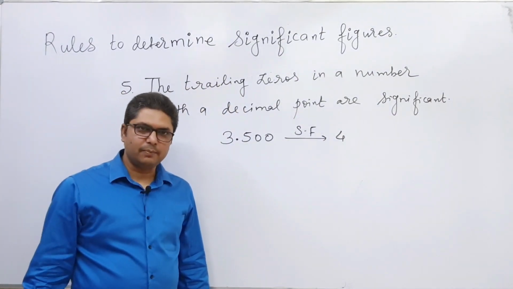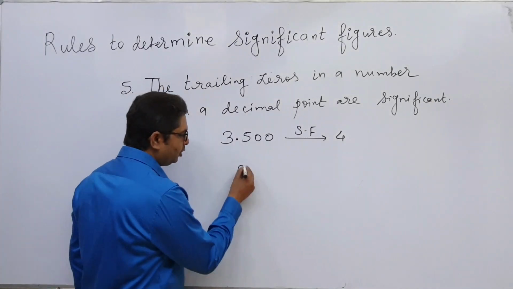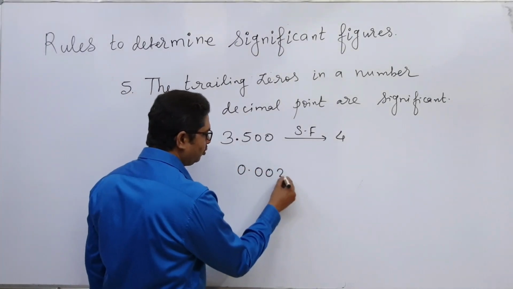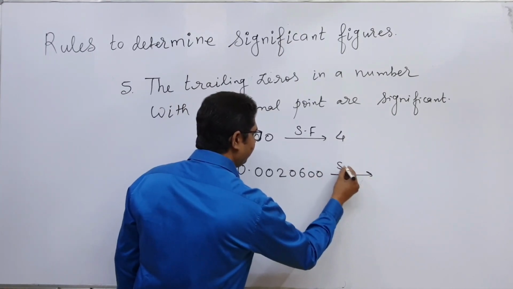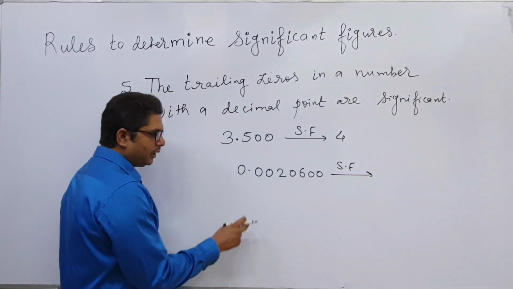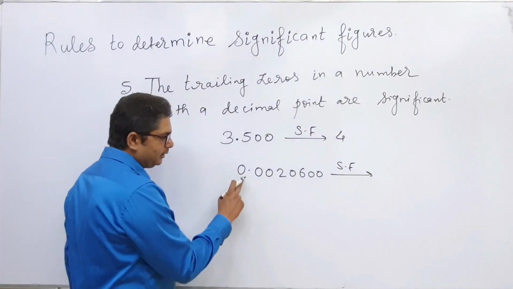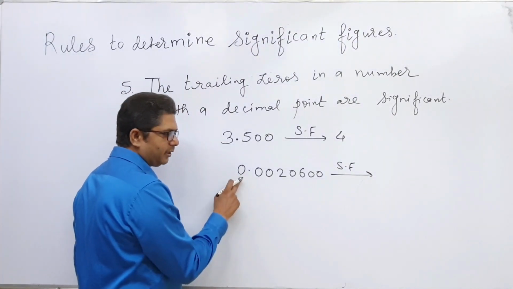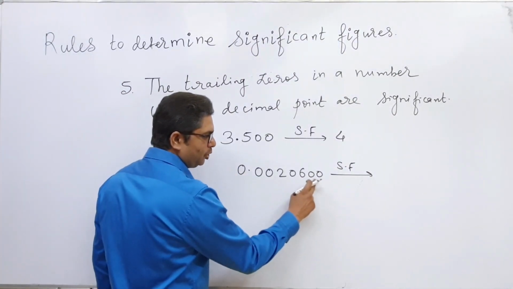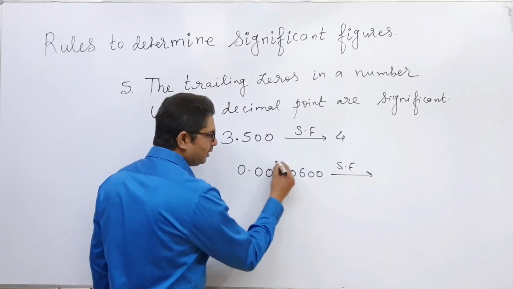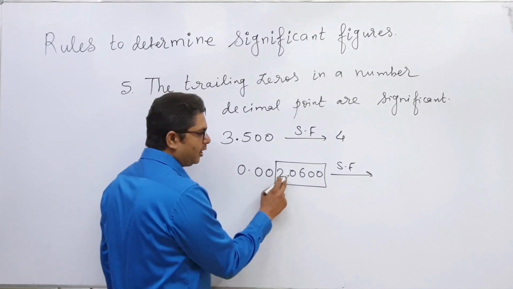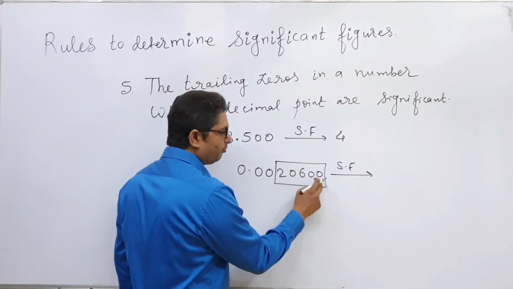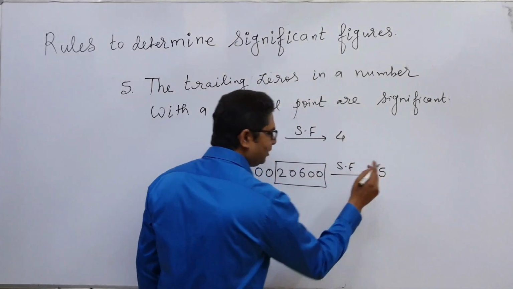Let us see another example. Suppose I write here 0.0020600. Then what is the significant figure? Then student, we all know that these zeros are not significant, but these two zeros are significant. So these numbers are under significant figure. So we count it 1, 2, 3, 4, 5. Significant figure is 5.